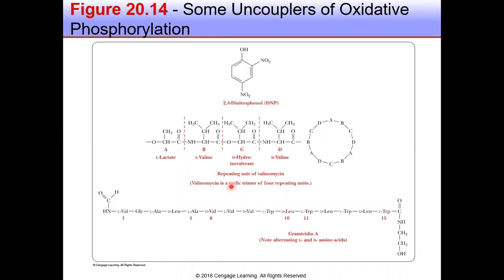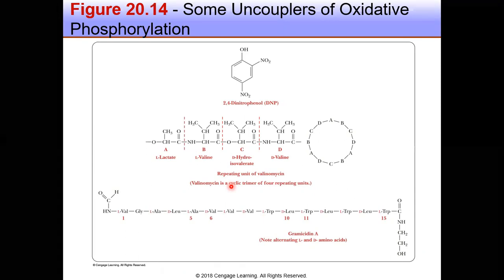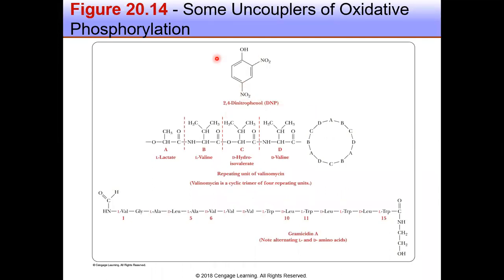Now this figure shows you the structure of these uncouplers of oxidative phosphorylation, namely 2,4-dinitrophenol, an aromatic compound. Here we have the repeating unit of valinomycin. Notice that valinomycin is a cyclic trimer of 4 repeating units, ABCD, ABCD, ABCD, connected together. And this is a key for these letters: A for L-lactate, B for L-valine, C for D-hydroisovalerate, and D for D-valine.